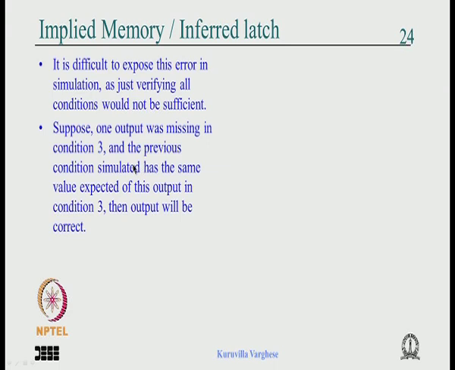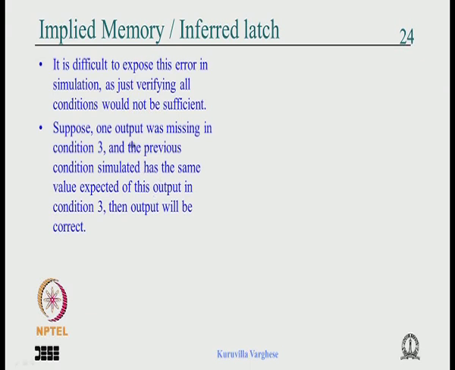Now you have, as I said, simulated the million conditions, all the possible conditions. But before condition 3, suppose you have simulated condition 2, for which this missing output had the same value. Say you are expecting some value in condition 3. Suppose the test vector you simulated before condition 3 is condition 2, and condition 2 and condition 3 have the same output as far as this particular one is concerned. Then the output will be correct, absolutely correct.